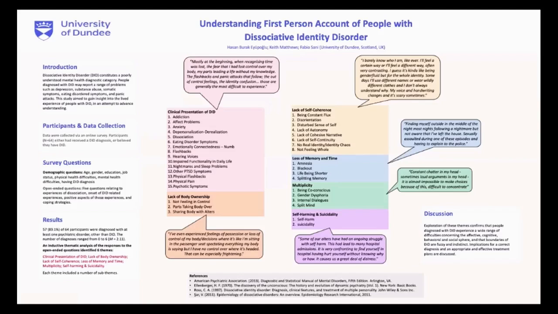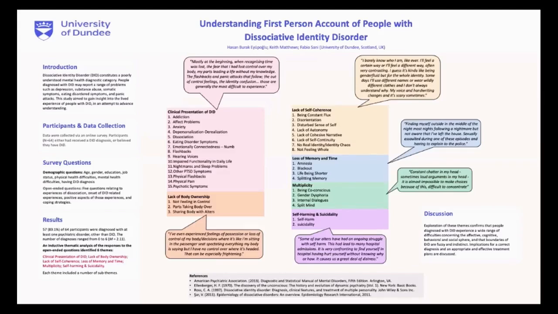The third theme is loss of memory and time. Participant reports having memory problems, sensing that they are losing time and feeling that they are having shorter life. The fourth theme is multiplicity. Participant refers to their unique experiences as a result of multiplicity.